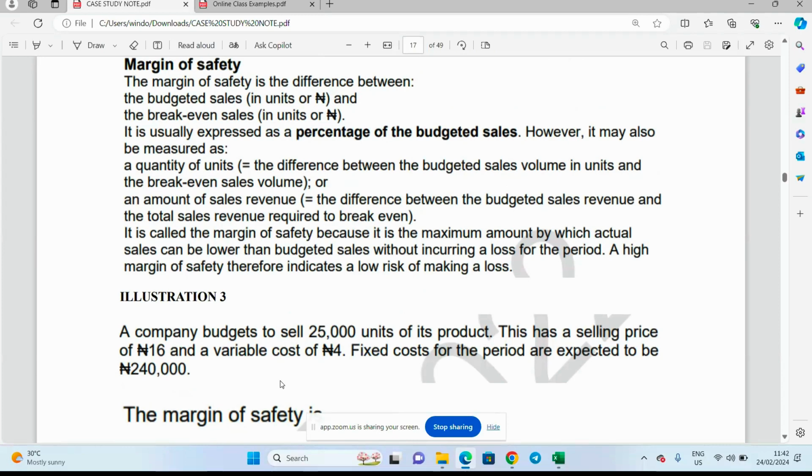Don't let me tell you the answer, because it's classwork. Sir, excuse me, sir. Are you done? Is the margin of safety supposed to be in units? Yes, because the company budgeted to sell 25,000 units. You understand? Yes, sir. So it will be 0 point something. We are going to do it together now. 0.139.